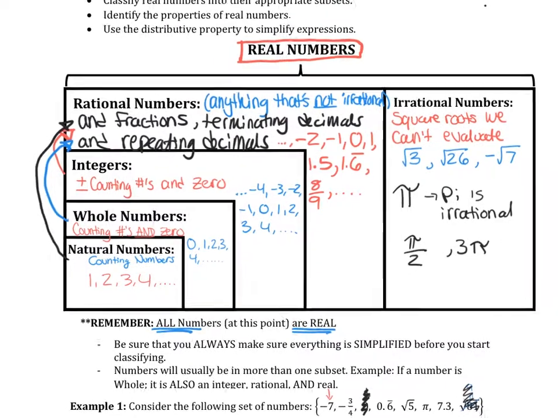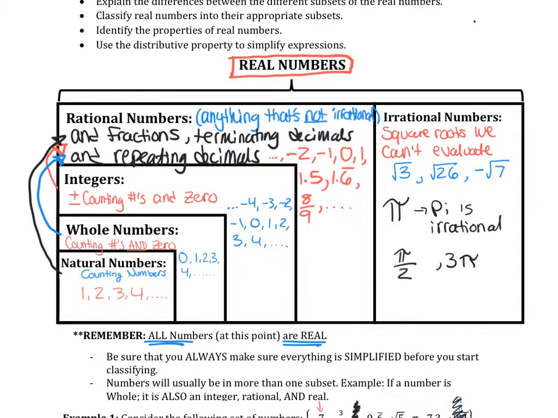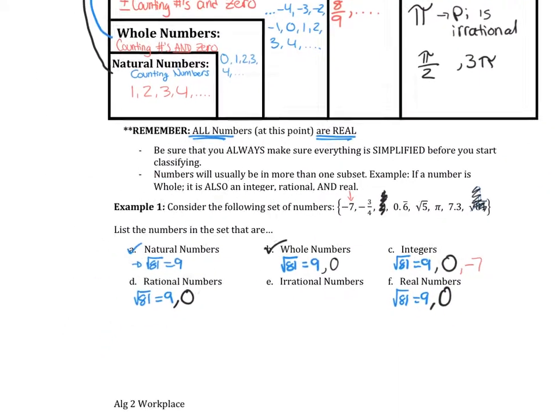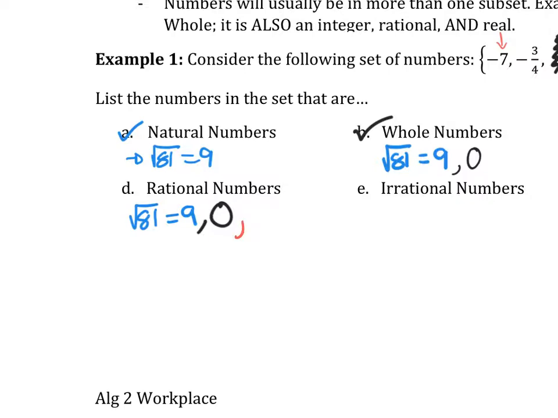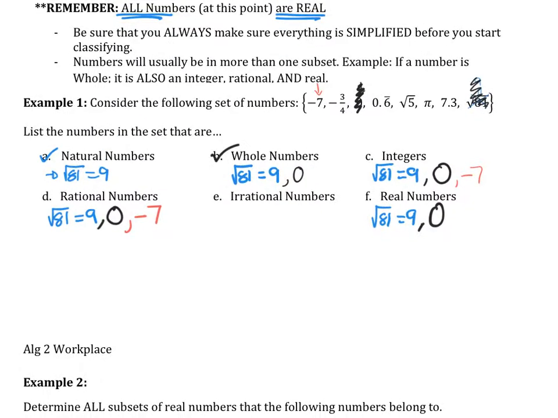And then looking at our diagram here, if a number is an integer, you go up. So it's an integer, it's also rational, it's also real. So integer, rational, and real. Okay, so we're done with -7. We're done with integers.